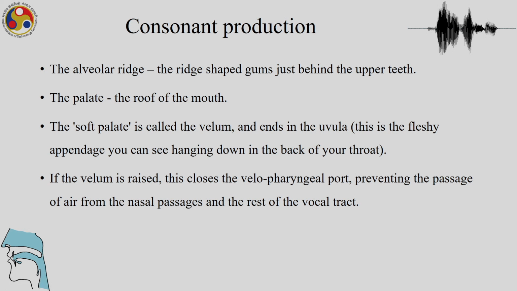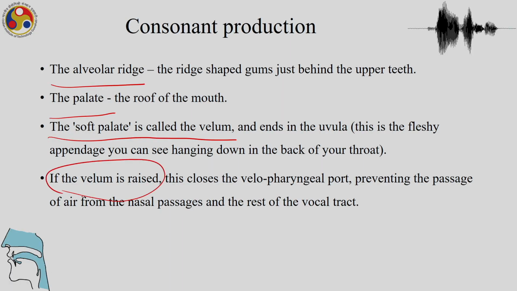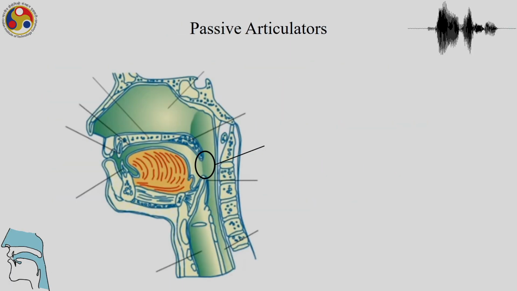And important things to remember here is that the alveolar ridge plays a very crucial role in the production of sounds. The palate is important, the soft palate or the velum, which ends in the uvula. And if the velum is raised, this closes the velopharyngeal port, preventing the passage of air from the oral to the nasal cavity. However, if it is lowered, so a lot depends on the lowering or the raising of the velum.